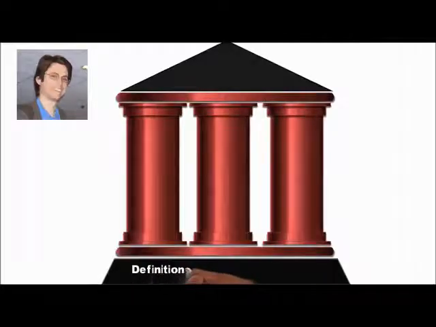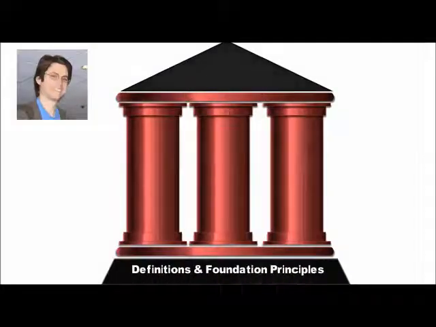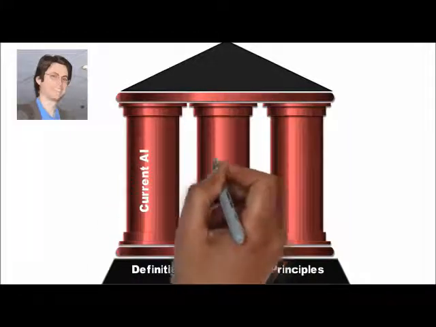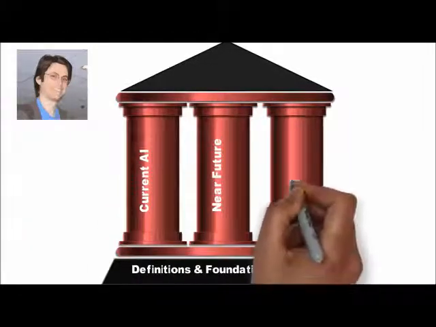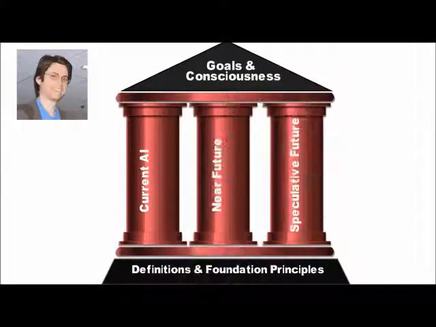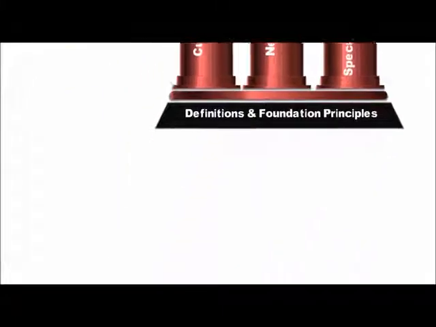We're going to do a review and critique of Max Tegmark's Life 3.0. It has a structure where he starts with definitions and foundation principles. He talks about current AI, and then he talks about the near future. He then goes into a speculative future, and he finishes with the idea of goals and consciousness. So we're going to start with definitions and foundation principles.